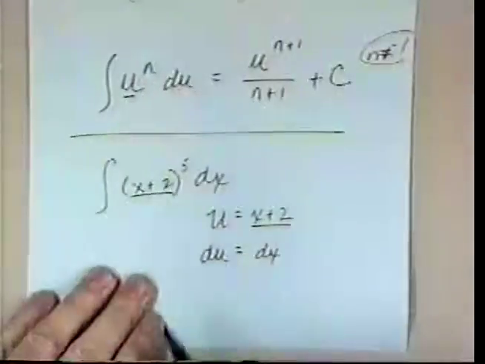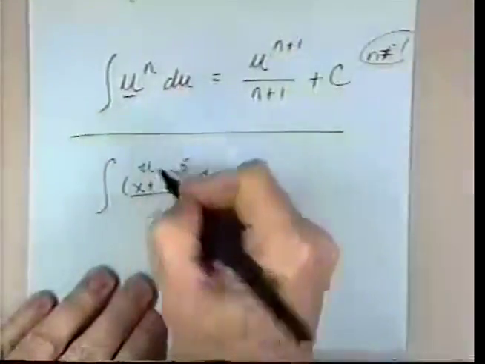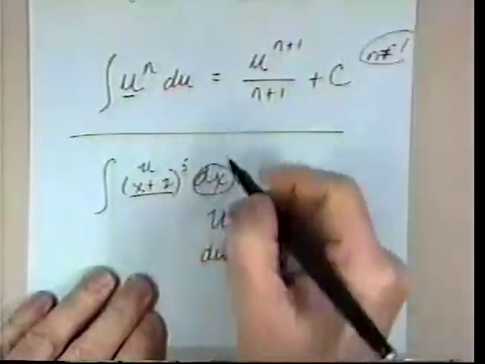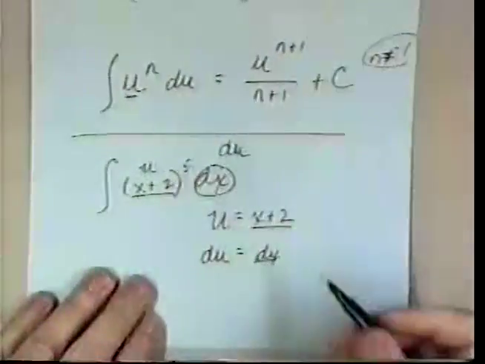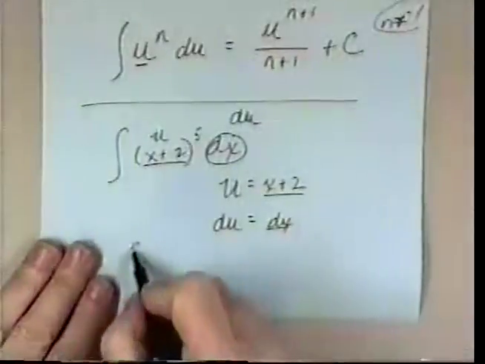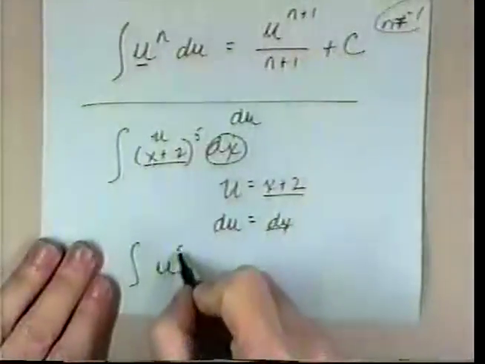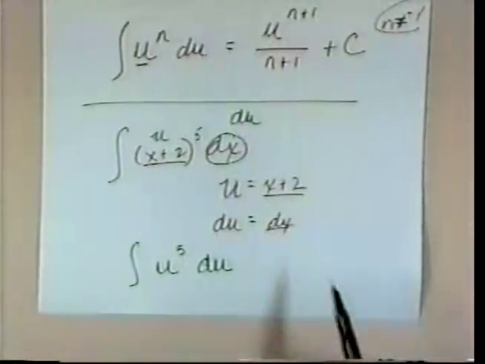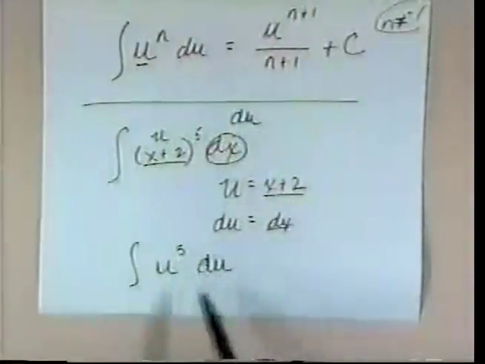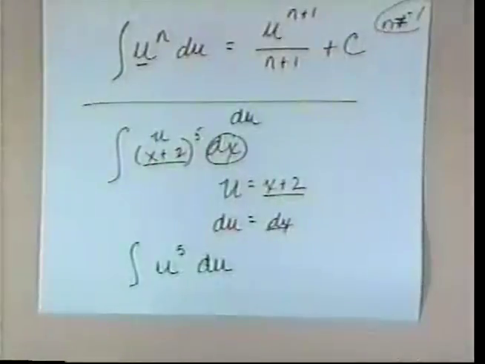X plus 2 is going to become u. Dx is going to become du. And I can rewrite this as the integral of u to the 5th du. Now, instead of all this nasty stuff up here, look how much it's been simplified. And that's the whole point of u substitution.